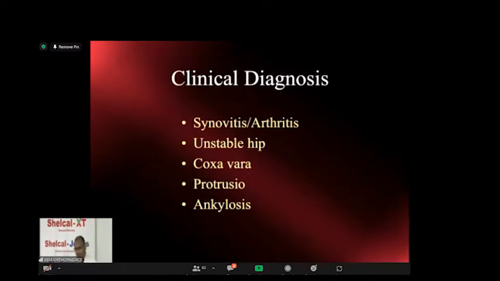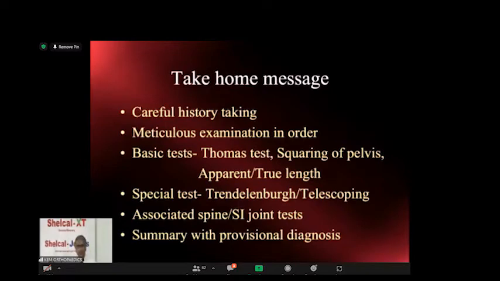So I conclude, take home message: take a careful history. History gives you 50% of the diagnosis. You can suspect and accordingly proceed to the examination. People don't listen to the history; listen to the history carefully. You give a little bit of time, at least 2-3 minutes, to let the patient tell his story. Then a meticulous examination in order, as I have told you. Basic tests are Thomas test, squaring of the pelvis, apparent length, true length. Okay, you must be extremely thorough in this. Otherwise, you are likely to get caught during the examination.